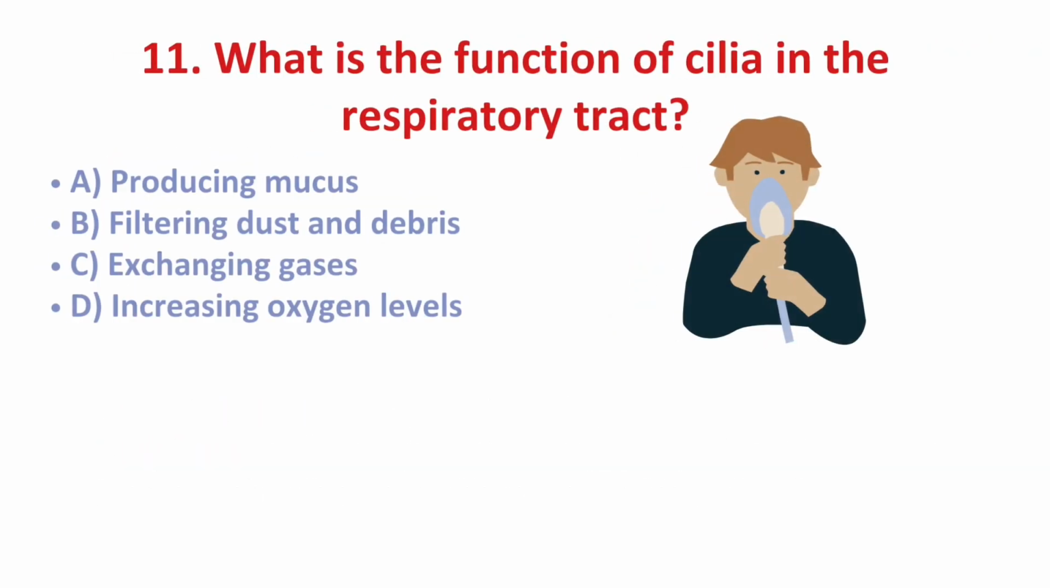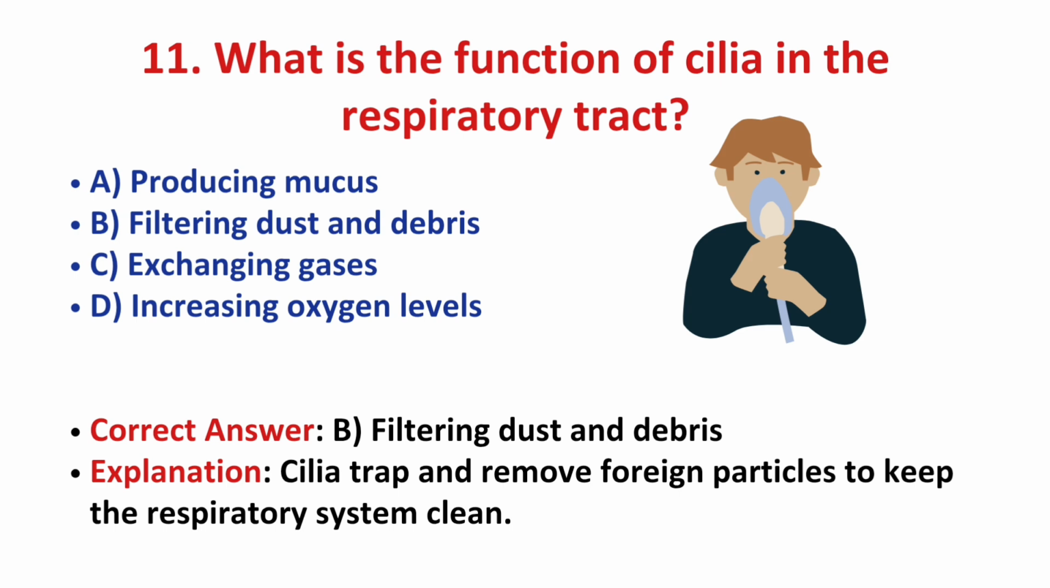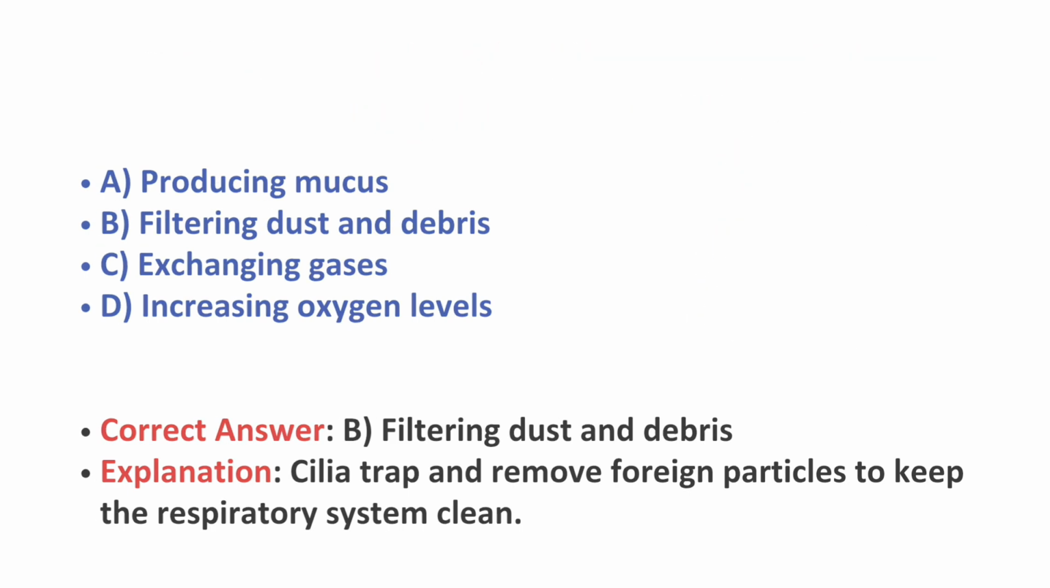Moving towards question number 11, what is the function of cilia in the respiratory tract? Options are producing mucus, filtering dust and debris, exchanging gases, and increasing oxygen level. And the correct answer is option B, filtering dust and debris. Cilia trap and remove the foreign particles to keep the respiratory system clean. Cilia means small hairs in nose.